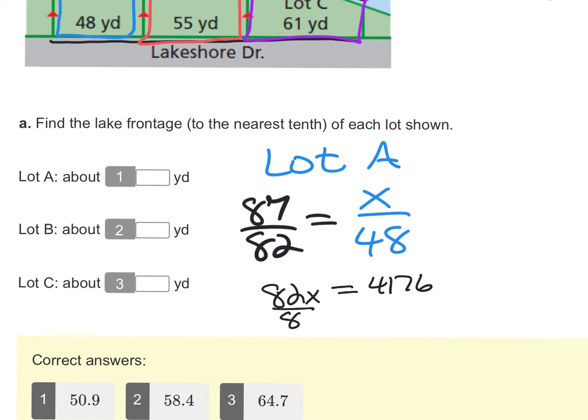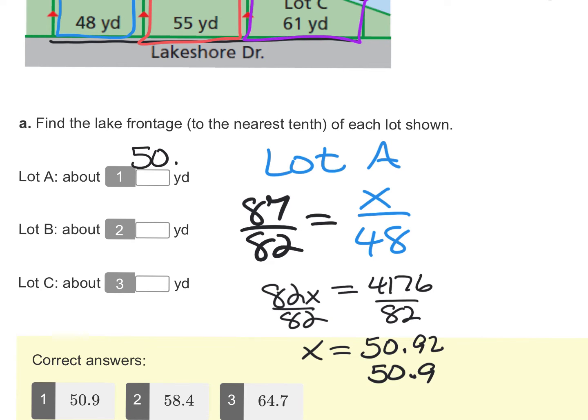4,176. Divide by 82. And rounded to the tenths place, it ends up being 50.926829. All I needed to take it out was to the 2, because the 9 will look at the 2, and the 2 tells the 9, stay the same. So 50.9 is the lakefront footage to the nearest tenth for lot A.